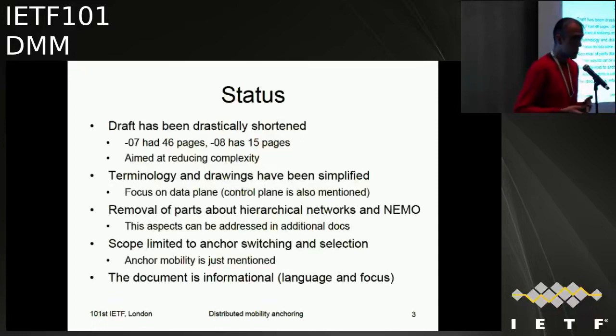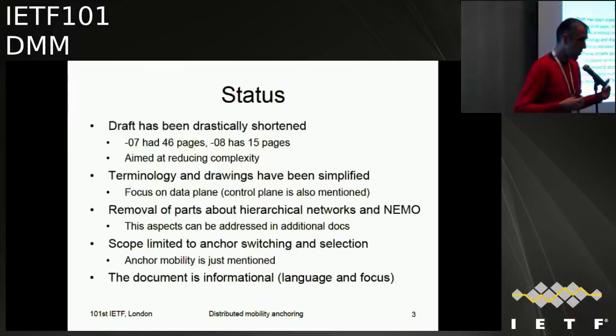And also the drawings have been simplified and many of them have been removed. We have mostly focused on the data plane, although the control plane, of course, is there because it's an important piece. We have completely removed parts about hierarchical networks and network mobility. We believe that those things could be addressed in additional, separate documents, if the working group believes this deserves so, but that was not the main goal of the original document.